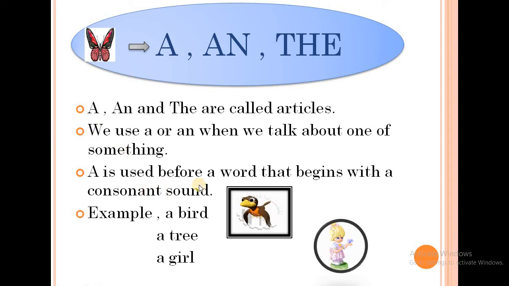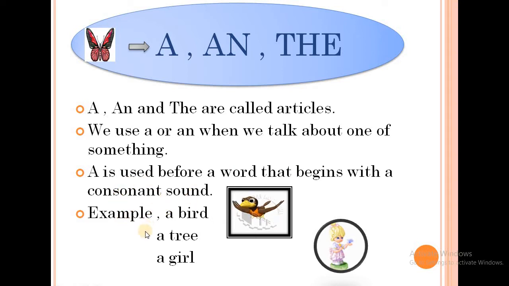A is used before a word that begins with a consonant sound. Now what is a consonant? You have already learned that 5 vowels are there. Which are they? A, E, I, O and U. These are the 5 vowels. Apart from these 5 vowels, the remaining alphabets from A to Z are known as consonants.